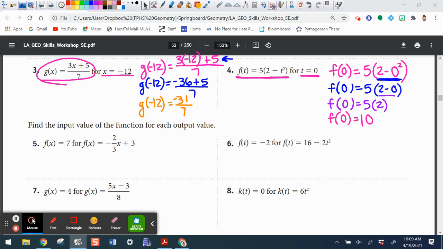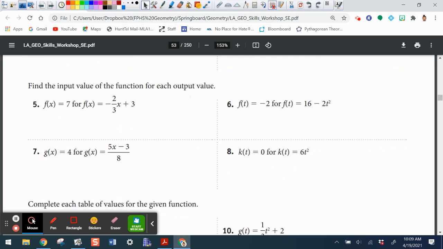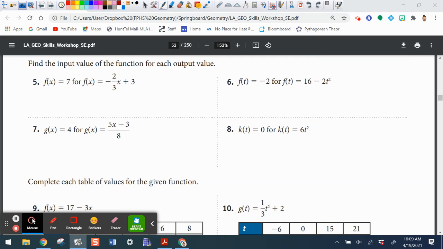Now we transition. If you notice, the directions change just a little bit. We're going to now find the input value of the function for each output value. So essentially working backwards here. Now they're telling us not that x equals so-and-so. They're saying if f of x equals this value, so that's our output value given this function. So using this function, we're going to replace f of x with 7. So 7 will equal negative 2/3 x plus 3.